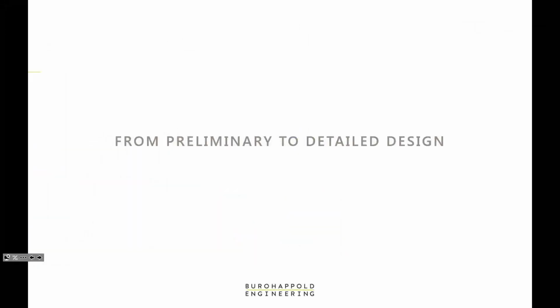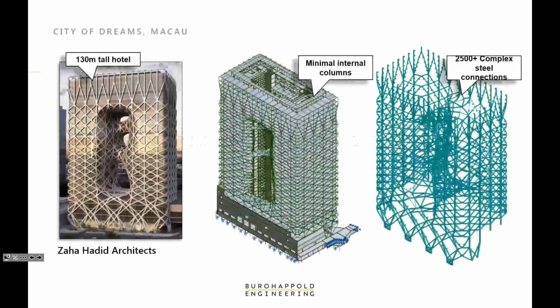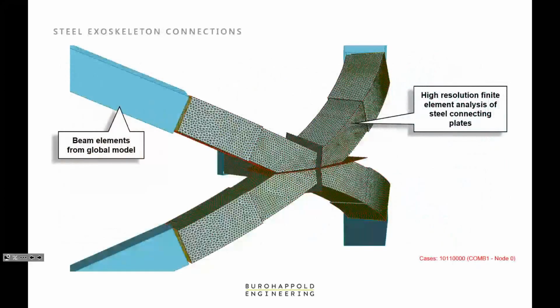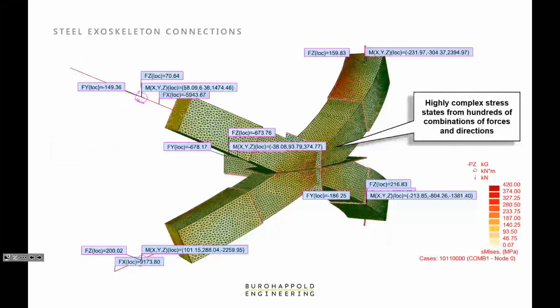Then into the detailed design, and the example here is City of Dreams, so I won't go into this in too much detail, although you didn't have a screenshot of my favourite analysis model with the curving plates. But it gives you some idea of the complex stress state and the number of different forces acting on just one single node.